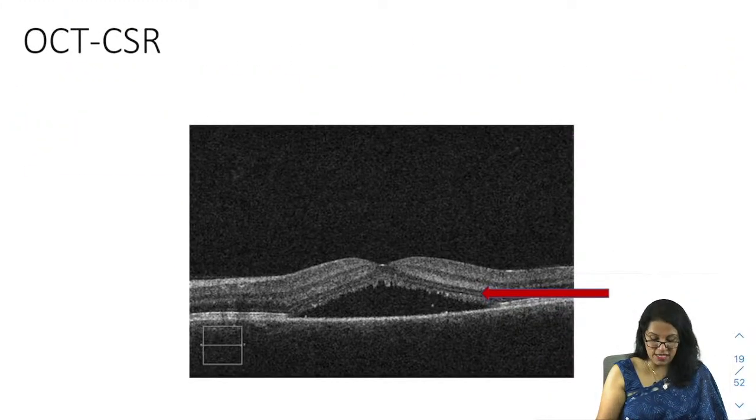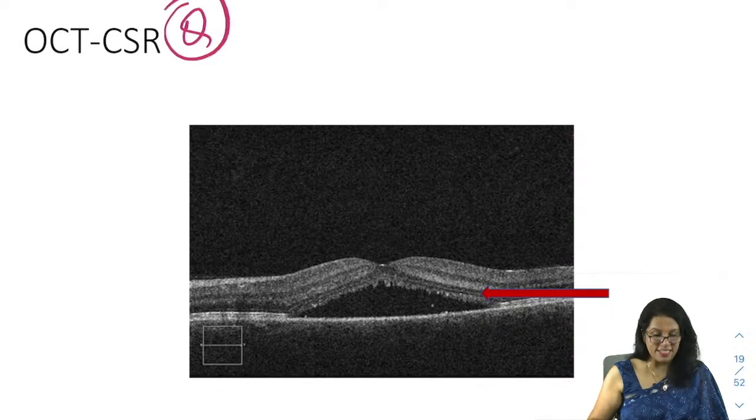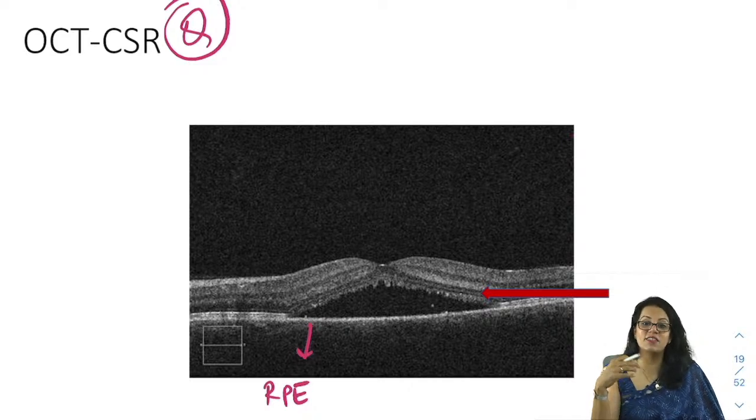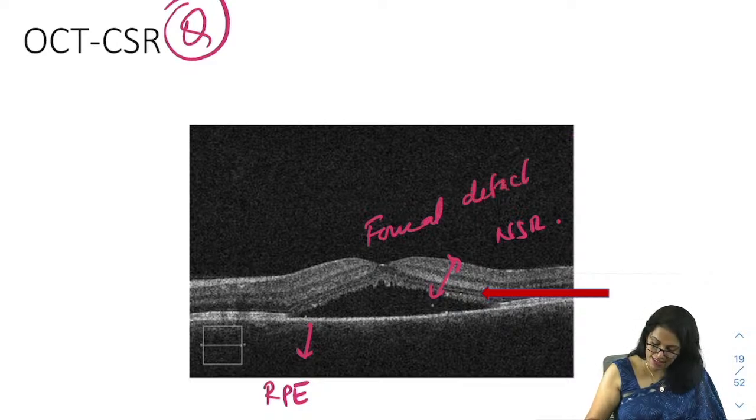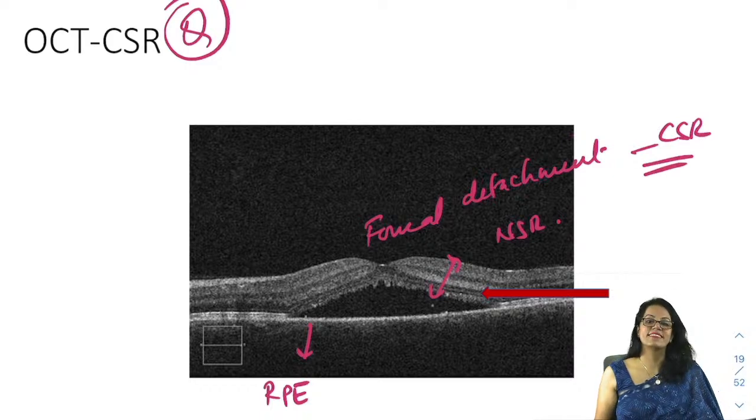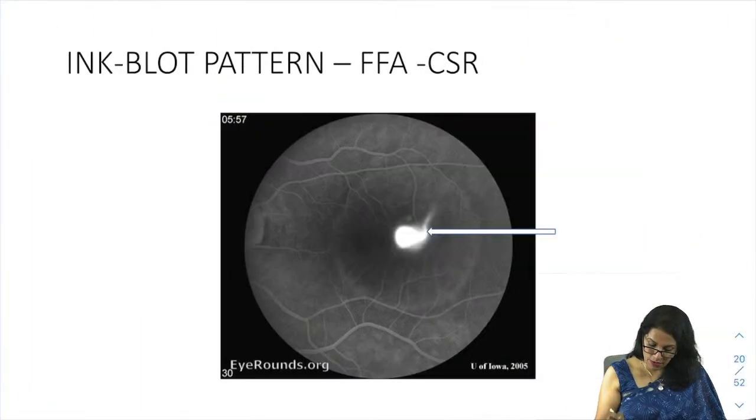Another finding of CSR asked in the exam is the OCT. Again, this is the retinal pigment epithelium. This time I have not taken the colored one, just to give you an idea that you may come across this one as well. And this is all your neurosensory retina. So it's a retinal detachment, but it's only at the foveal area. It's a foveal detachment. So we are talking about CSR. Okay? Now look, what is seen here?